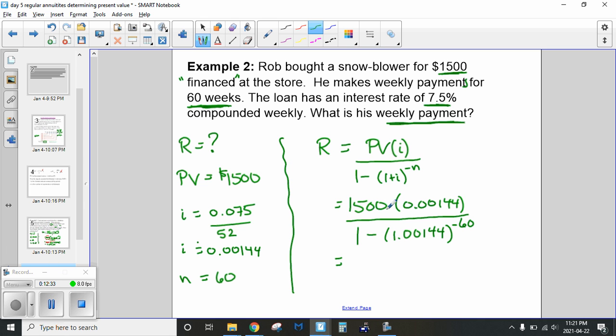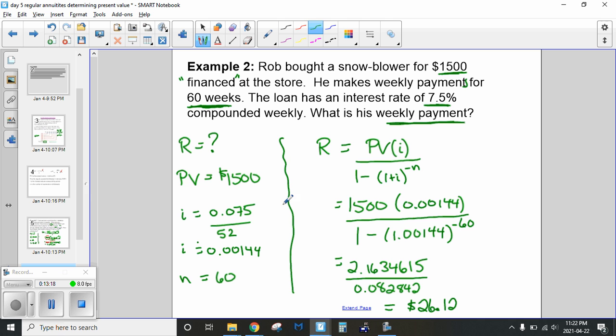With my calculator, I'm going to multiply the two numbers in the numerator together to get 2.1634615. The denominator, I'm going to do all in one big step. So 1 take away 1.00144 raised to the exponent negative 60. That denominator should come out to 0.082842. And then doing that division, we can get our final answer, which is 26.12.